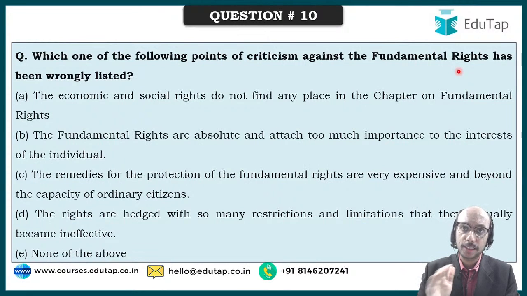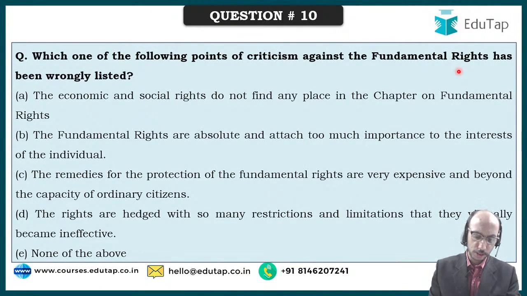So fundamental rights are absolute and attach too much importance to the interest of the individual. Remedies are expensive beyond the capacity of ordinary citizens. Rights are hedged with reservations, with limitations. Economic and social rights do not find any place. Which of these criticisms has been wrongly listed, right? You have to tell me that. So this is the question. This is a tricky question, I would say. Please take your time to answer this question.